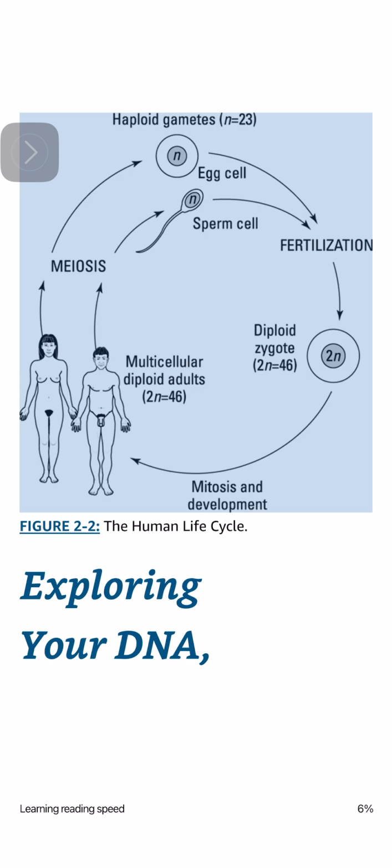Figure 2.2. The human life cycle. Exploring your DNA: chromosomes and genes. The nucleus of a eukaryotic organism is home to most of its DNA. The mitochondria and chloroplasts also have DNA, which we discuss more in Chapter 5.